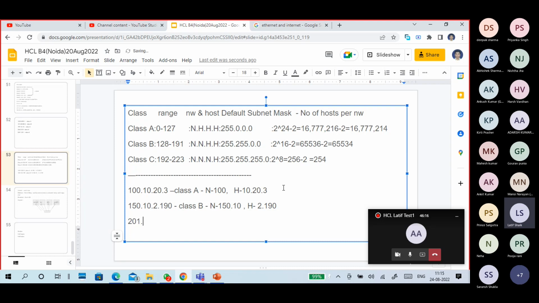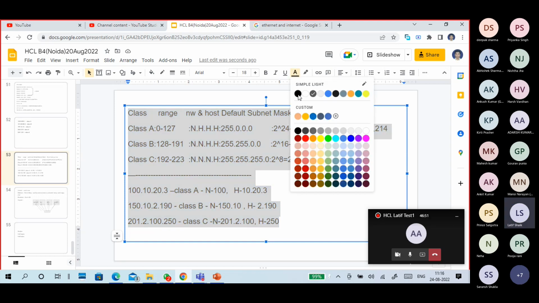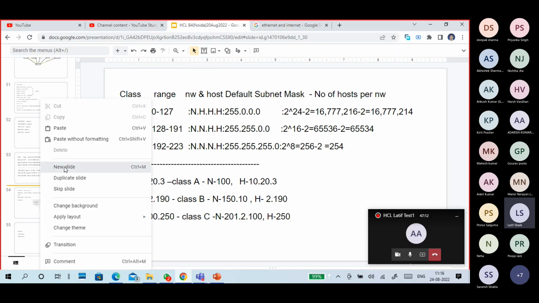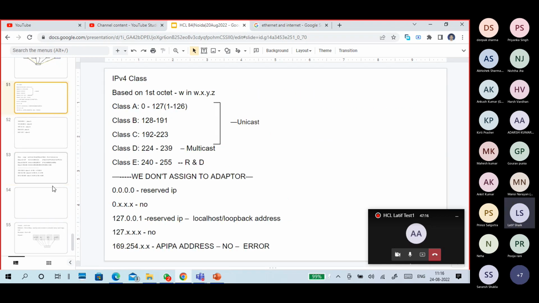And 201.2.100.250. Which class is it? Class C. 201.2.100 is the network portion, and the host portion will be only 250. So the network portion and host portion change according to the class range. I will give you one example to understand, guys, up to here at least. Up to now I repeated what I told, but understand this example.